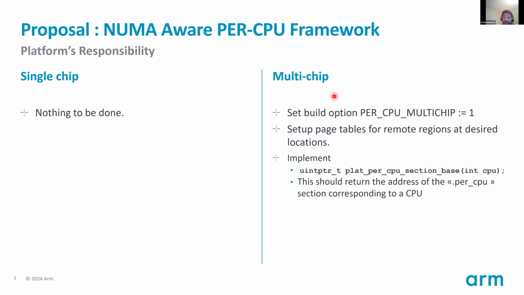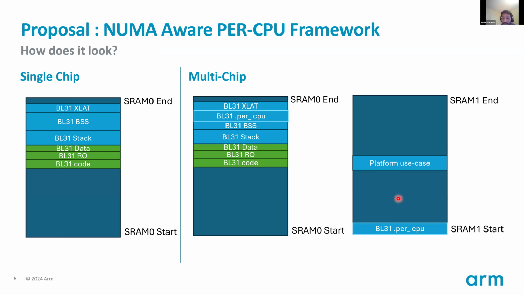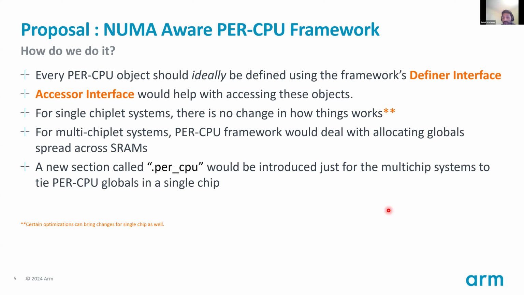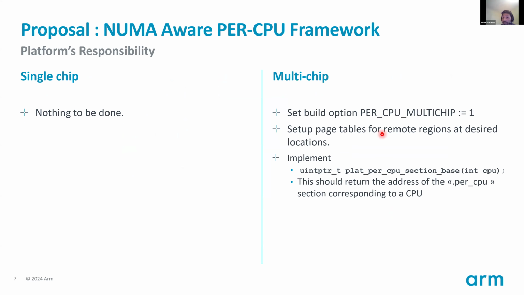But at least from a platform perspective, for the case where we have multi-NUMA nodes, we have to set a flag called per-CPU multi-chip, or we'll probably rename it based on the feedback. It's basically saying that we need NUMA allocation. It has to be spread across different SRAMs. So that's one thing. The second thing is, going back to the slide, this is the region where we want to place the per-CPU section for the other NUMA nodes. It is completely up to the platform. So the platform has to set up the page tables. So that's one of the responsibilities for the platform.